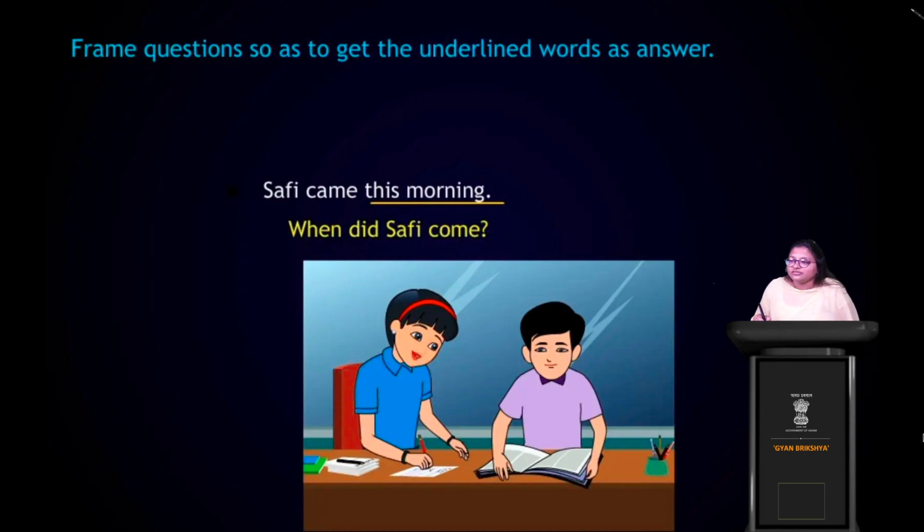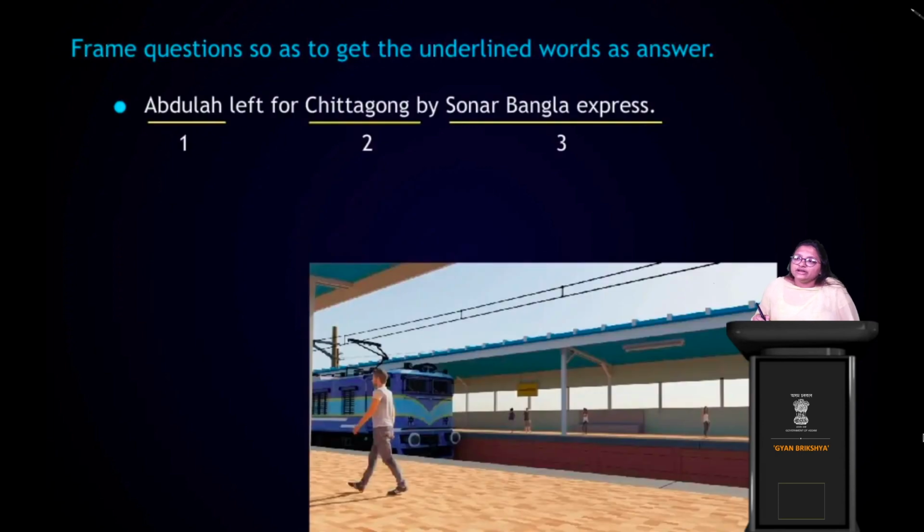Okay. Now, what is happening? There is a train station we see, right? And the sentence in front of us is Abdullah left for Chittagong by Sonar Bangla Express. So the first question that we have to focus on, the answer is Abdullah. So we have to frame a question so that we get the response about Abdullah, right?